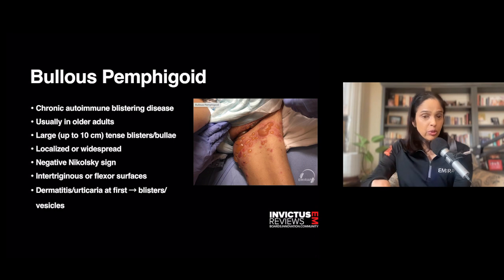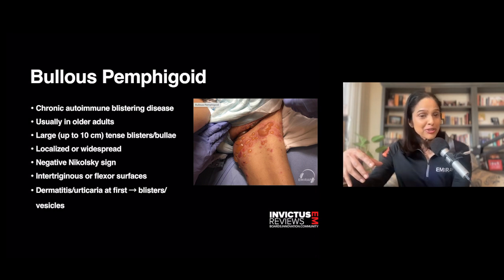But usually older adults, very large, tense blisters or bullae. It can be in one spot. It can be wide. Do you remember Nikolsky's sign? That's where the skin just sort of sloughs up. You can push it and it gets bigger and bigger. Yeah. So it doesn't do that.